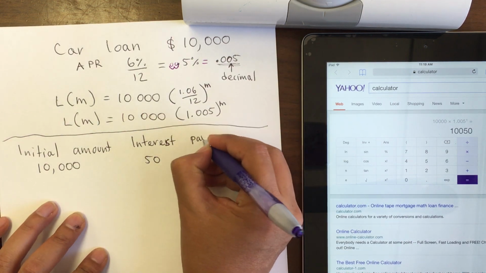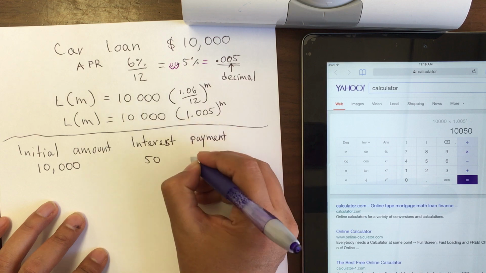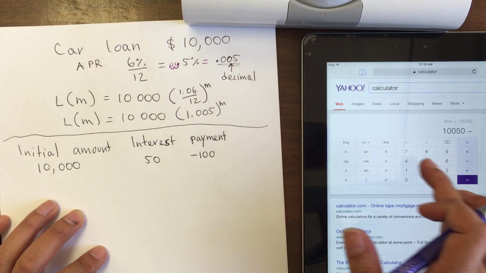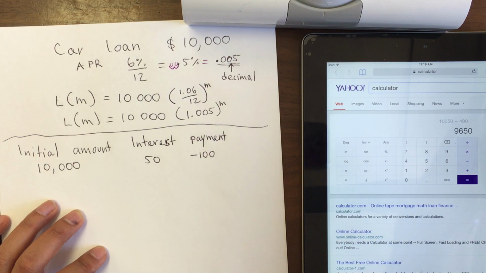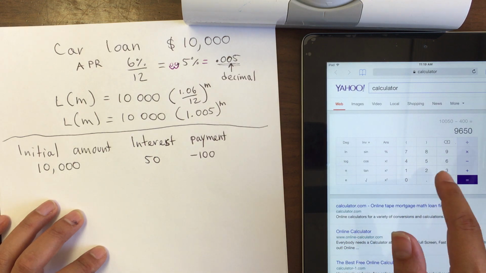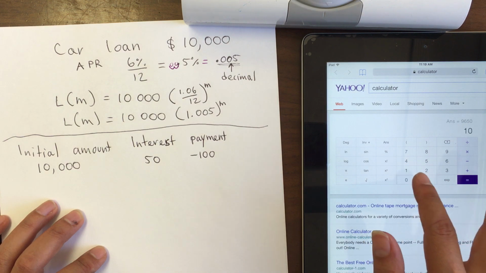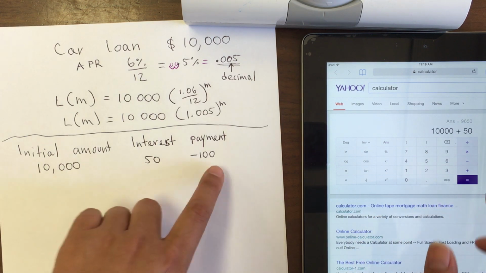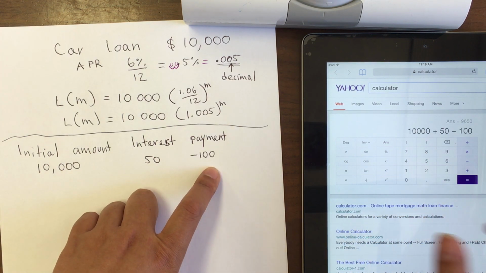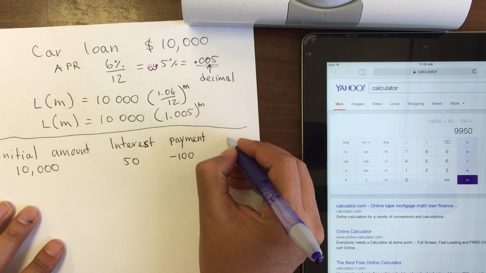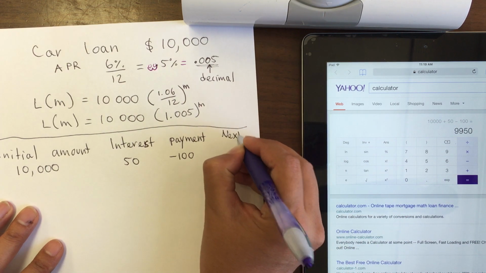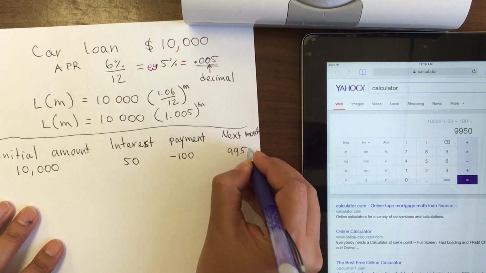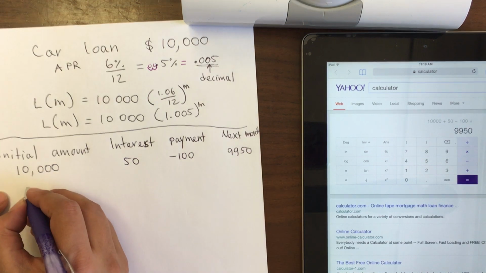And then let's say that they ask you to make a payment of $100. So that's minus 100 each month. Okay, 10,000 plus the $50 minus $100 is equal to, next month, 9,950. And so I'm going to put that in here.